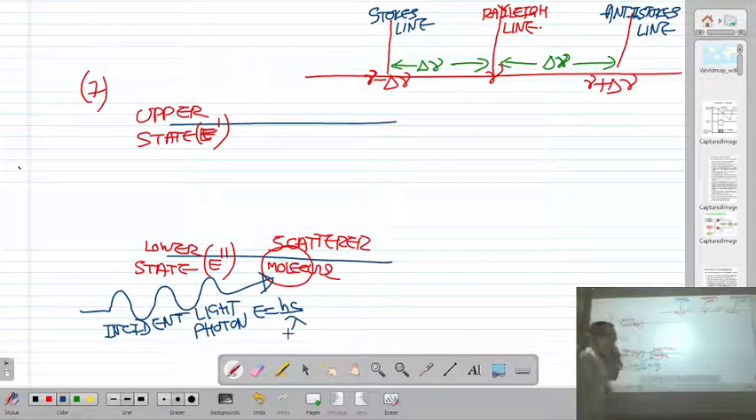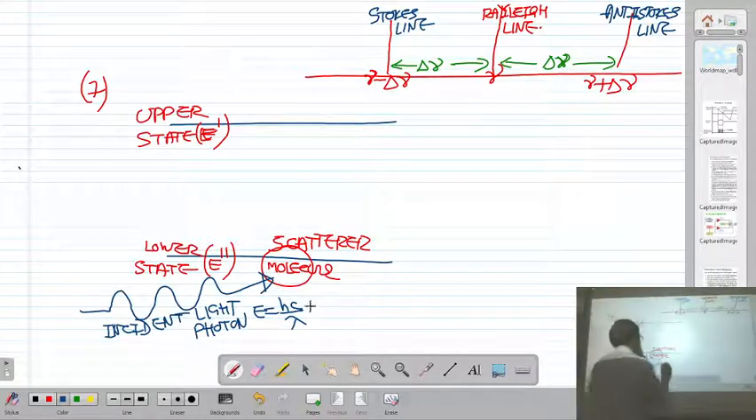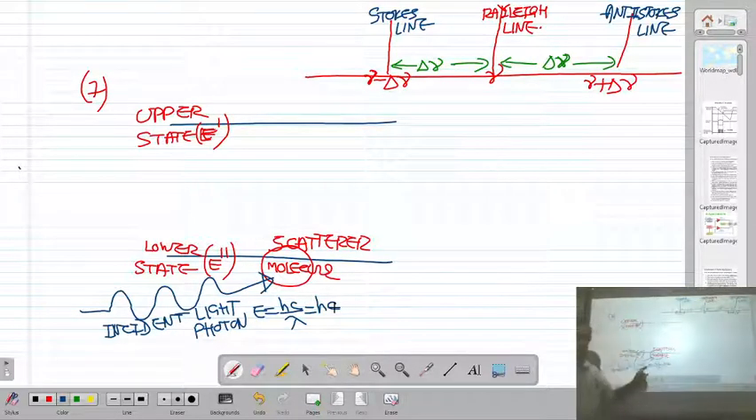Now what is this 1 upon lambda called? 1 upon lambda is called wave number nu. So you can also write the energy of the incident light photon as hc upon lambda, but 1 upon lambda is called the wave number. So you can also write the energy as hc nu, because 1 upon lambda is called wave number.